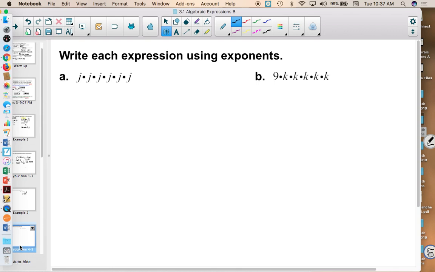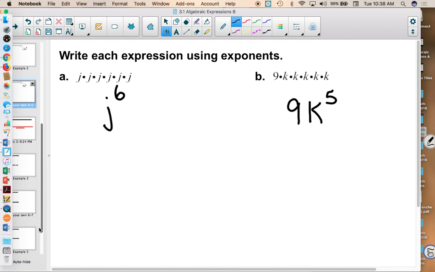Write it for me. Tell me what to write. Get it written on yours. We're doing this one right here. Good. What do I write on A? What's my expression gonna be? What's my expression, Josie? J6. J to the 6th, and that 6 has to be raised. Good. What is B? Graydon. 9K to the 5th power. Good job.